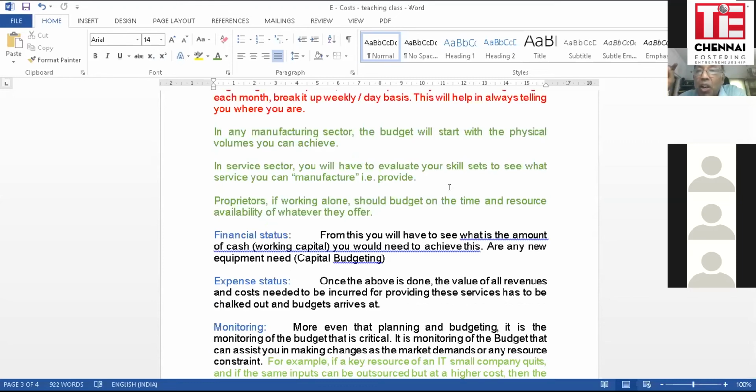Proprietors are working alone. Now I'm giving the answer, though I waited for you. They should budget on the time and resource availability of whatever they offer. How much time can you spend on it? You might have to also get some outsourcing done. Do you have the resources to get it done? Resource not just in terms of money. Do you know who is going to do it for you? Do you have a set of people who can do it for you? If not, don't commit to something, or reduce your commitment to what you can deliver and then proceed.